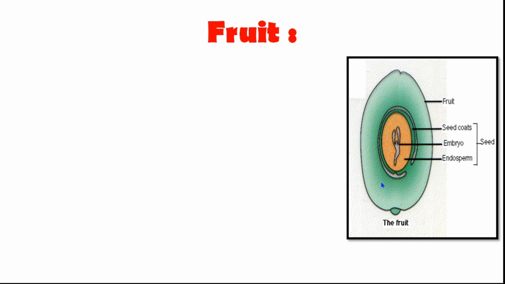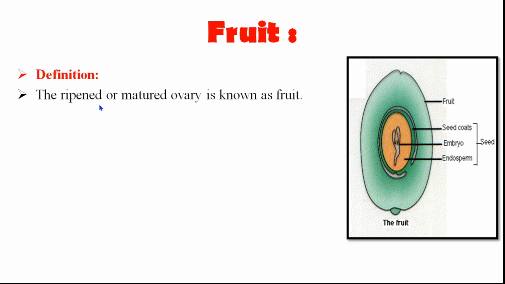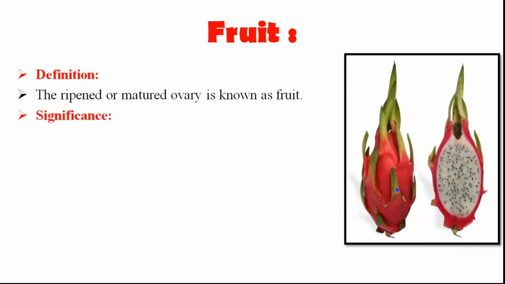What is fruit? This is the structure of the fruit. It can be defined as the ripened or matured ovary. The ovary after its maturation becomes the fruit. So the fruit contains the seed inside.